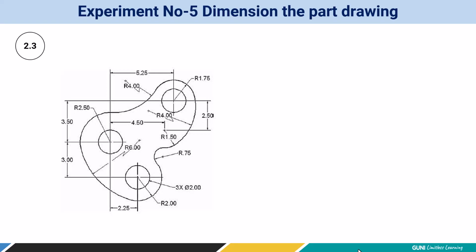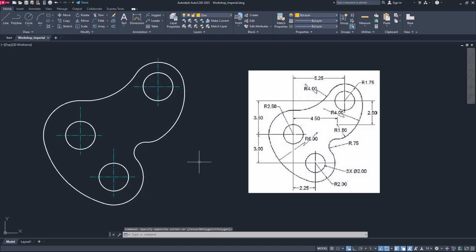So student, in this exercise, let's try to give dimensions. So instead of wasting much time, let's switch over to AutoCAD. So let's give dimensions. We are going to allot first center distances.